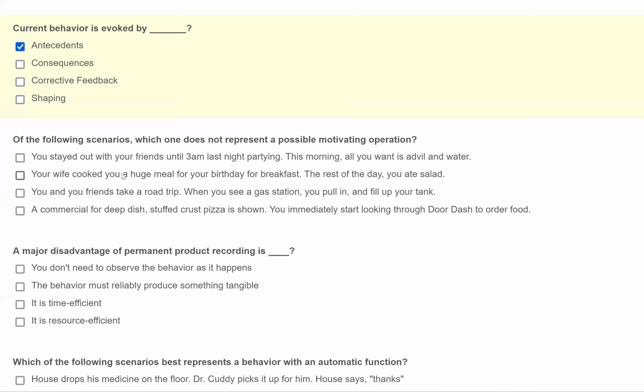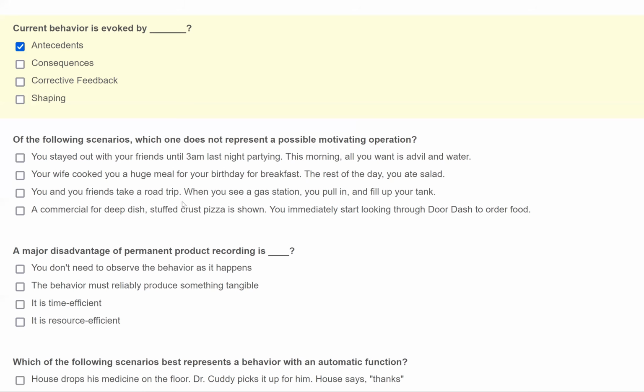B, your wife cooked you a huge meal for your birthday for breakfast. The rest of the day, you ate salad. Now, why do you think you ate salad the rest of the day? Well, you ate this huge meal for breakfast. You were satiated, meaning you had your fill of food. The rest of the day, all you wanted was salad. The big breakfast was the motivating operation. It altered the value of food and a big meal later on in the day.